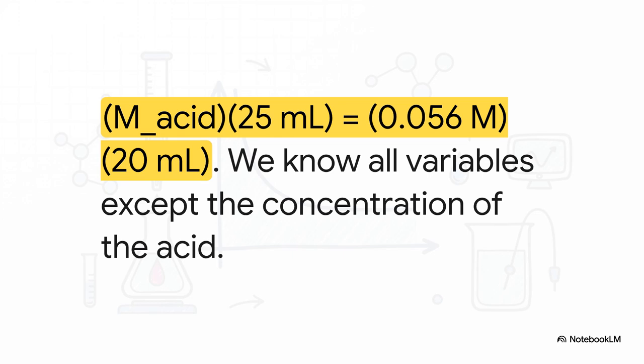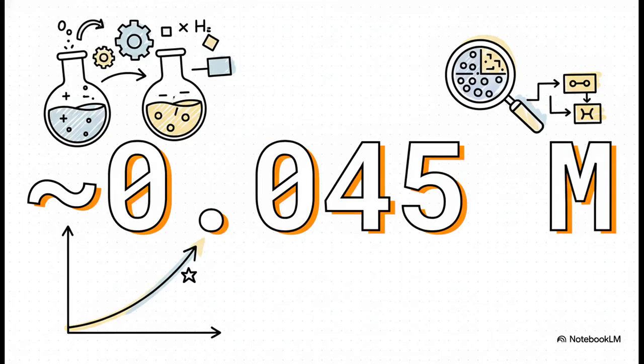From here, it's pretty much just plug and play. We're looking for the acid's molarity, and we know we used 25 milliliters of it. On the other side of the equation, we have the base's concentration, which we just found, 0.056 molar times its starting volume of 20 milliliters. You do a tiny bit of algebra to solve for that missing M, and there it is. The concentration of the hydrochloric acid we were adding was about 0.045 molar. I mean, think about that. We figured out the identities and the concentrations of both chemicals, all from just looking at this one curve.